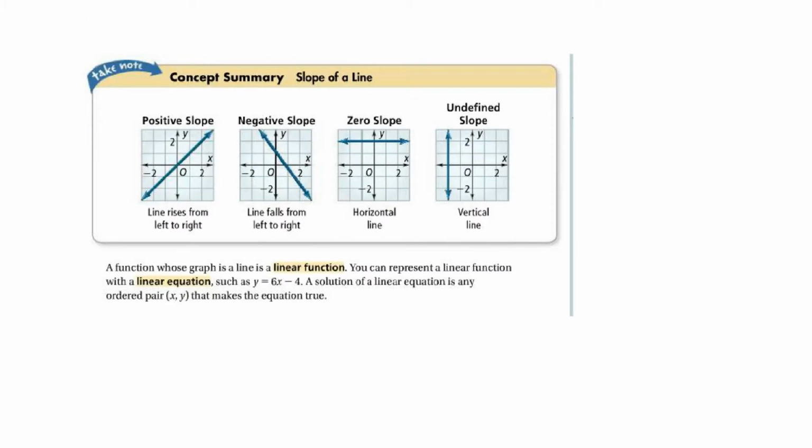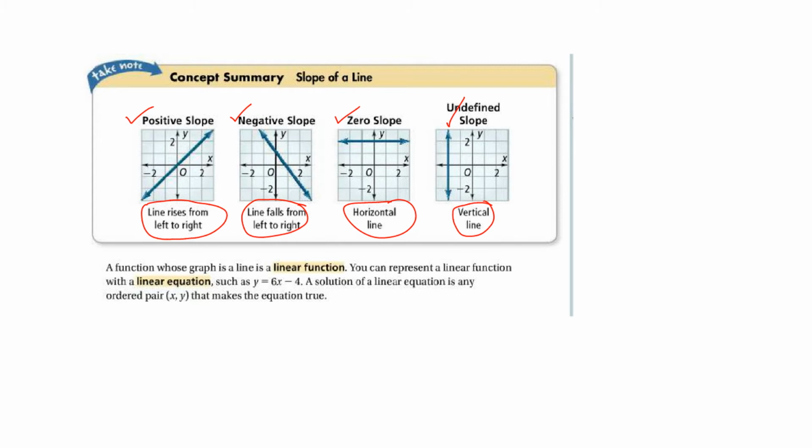Okay, looking here in our concept summary box, it shows the 4 possibilities for slope. When my line rises from left to right, I have a positive slope. When my line falls from left to right, I have a negative slope. When I have a horizontal line, I have a 0 slope, like we talked about in the above examples. And when I have a vertical line, my slope is undefined.